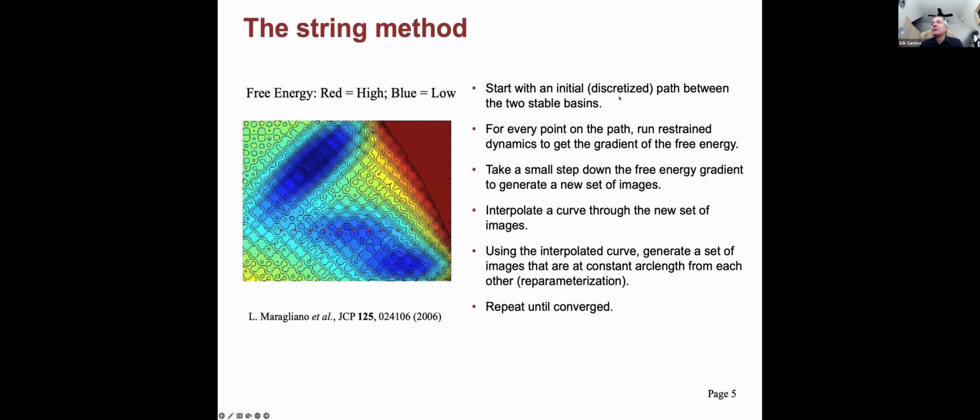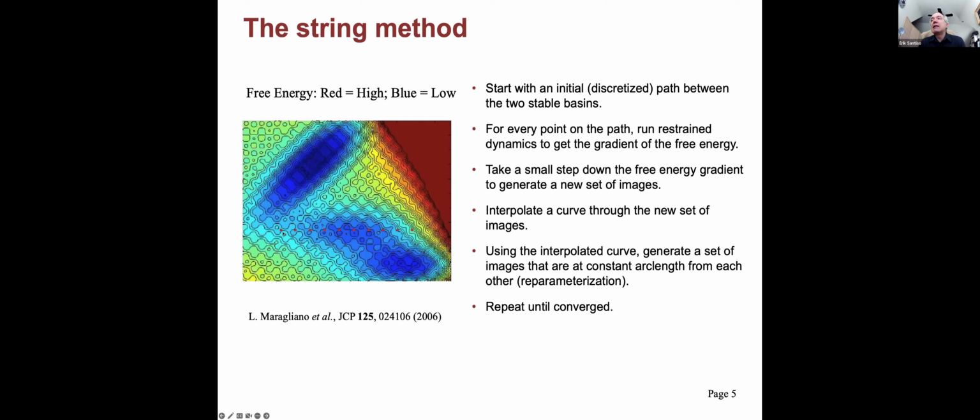So the idea here is we start with this discretized path, and at every point on the path, we run a restrained dynamics simulation, and by computing the average restraint force, we get an estimate of the gradient of the free energy. And now we know which way the free energy goes down for every image, so we take a little step in that direction.